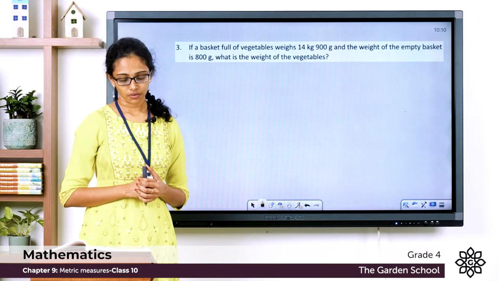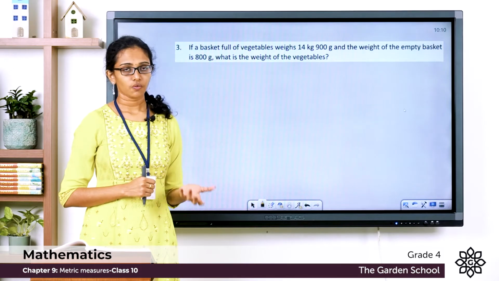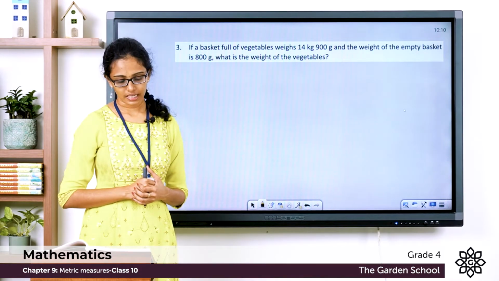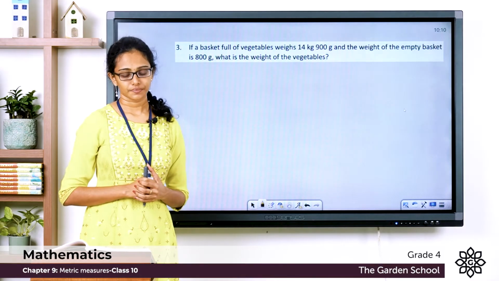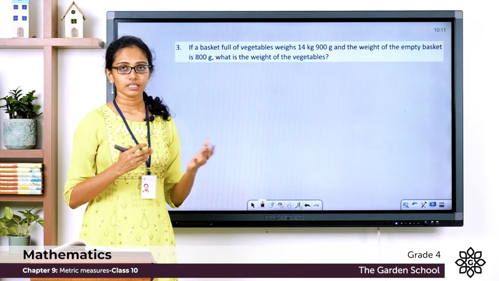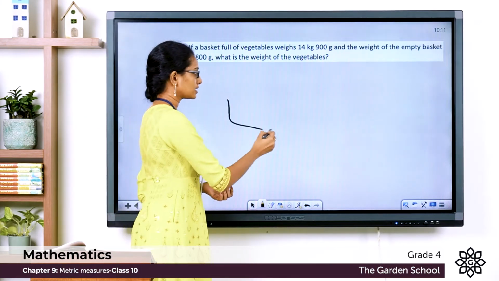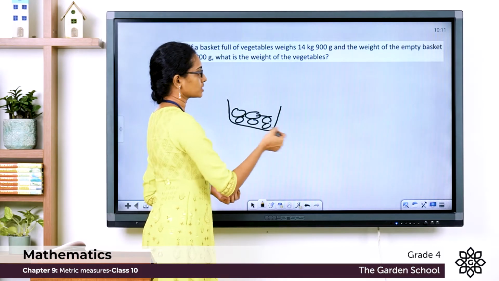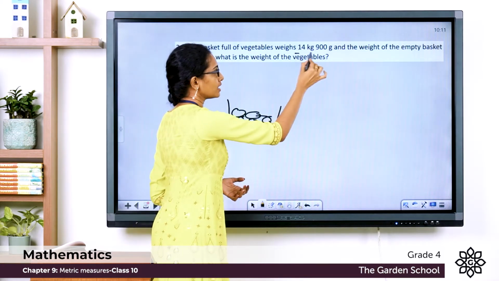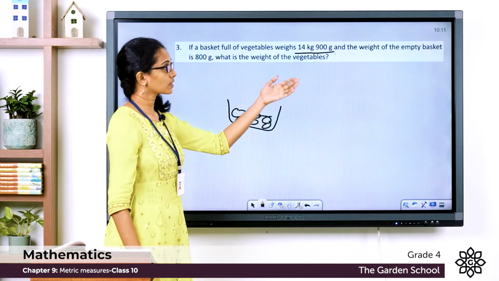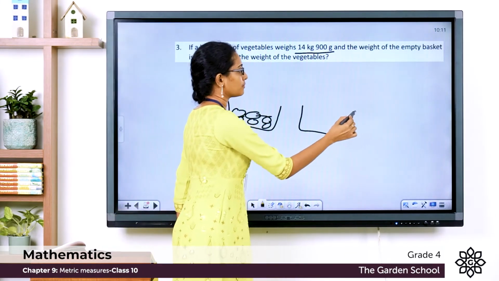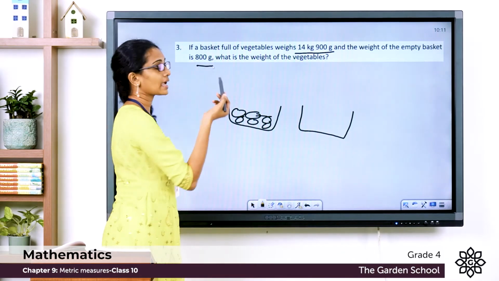If a basket full of vegetables weighs 14 kilogram 900 gram and the weight of the empty basket is 800 gram, what is the weight of the vegetables? So what is mentioned in the question? There is this basket and this basket is full of vegetables. So the total weight of this basket with the vegetables is given as 14 kilogram 900 gram. And also the weight of the empty basket is given, which is equal to just 800 gram.